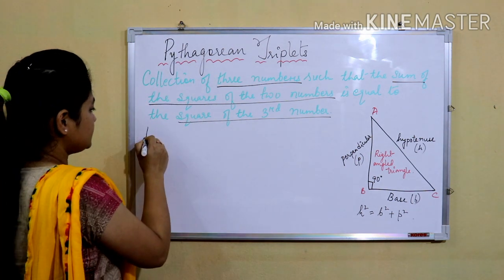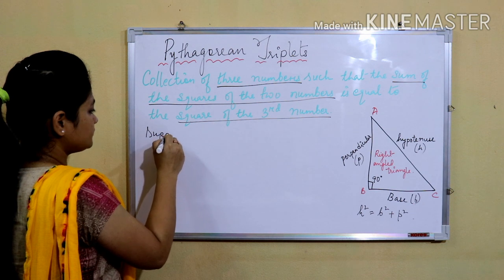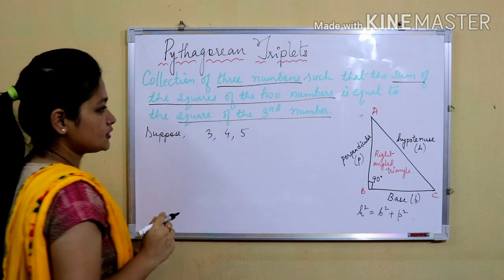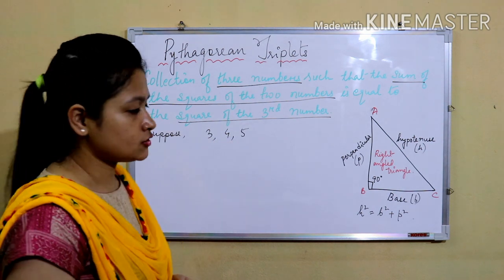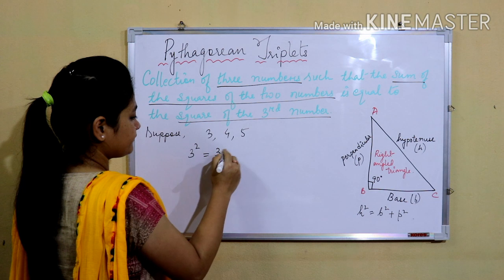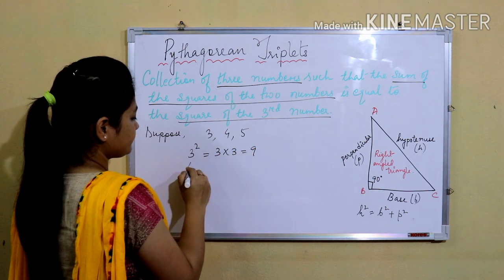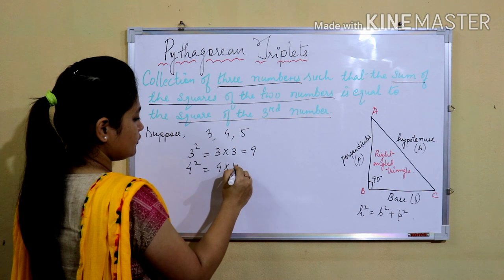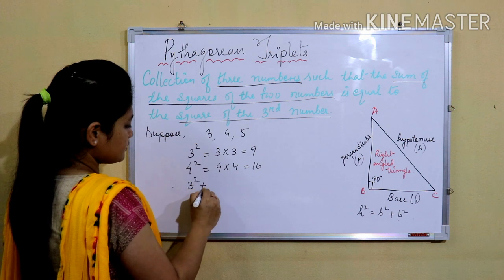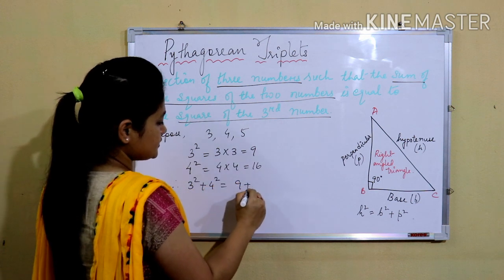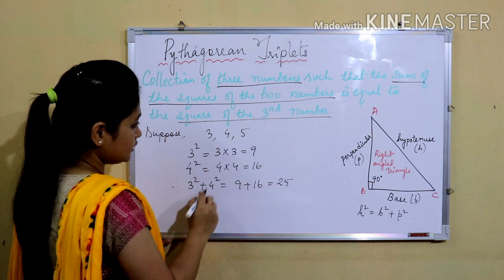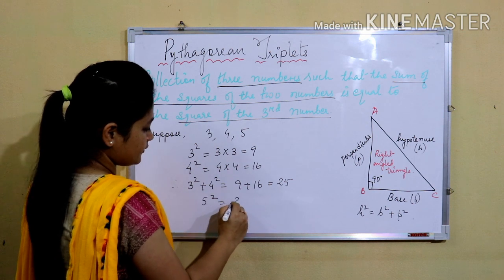So let us take an example. Suppose we need to find out whether 3, 4, 5, these three numbers, are Pythagorean triplets or not. So how will we find this? We will find out 3 square, that is 9, 4 square, 4 into 4, 16. Then we will find out 3 square plus 4 square, which means 9 plus 16. So if we add, we will get 25. Next we will find out the square of the third one, that is 5. So 5 square is 25.